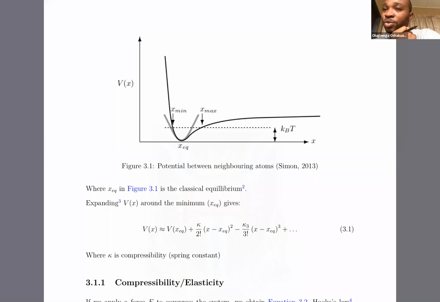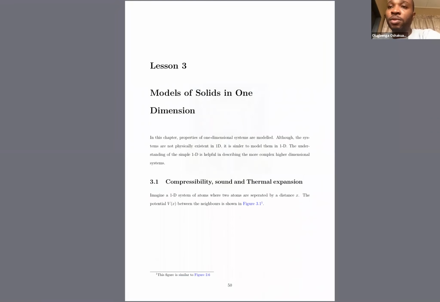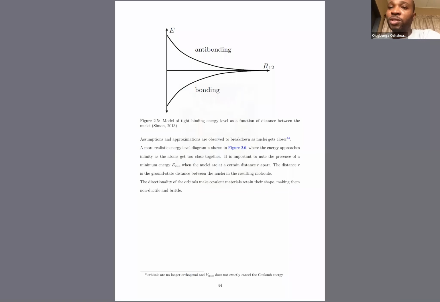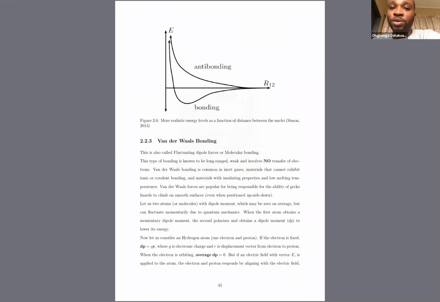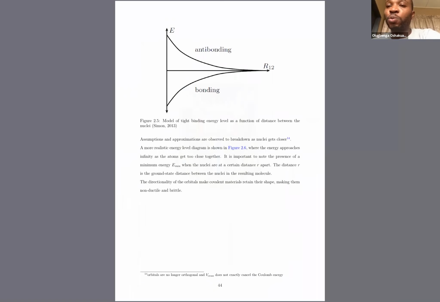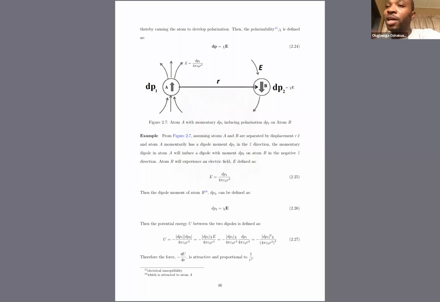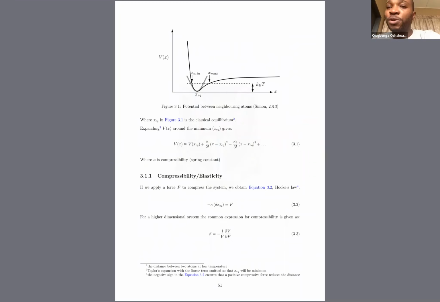In the last lesson, when we were talking about covalent bonding, let me see if I can quickly jump there. Yes, this figure 2.6, when you look at it closely, we said it is more realistic than figure 2.5. So figure 2.6 is similar to what we'll be using henceforth. And figure 2.6 resembles what we have in figure 3.1.